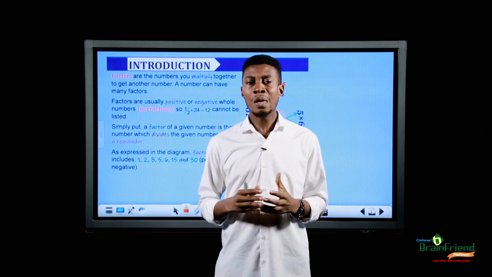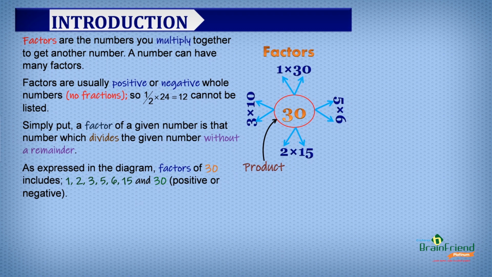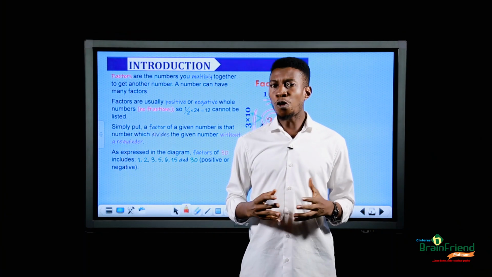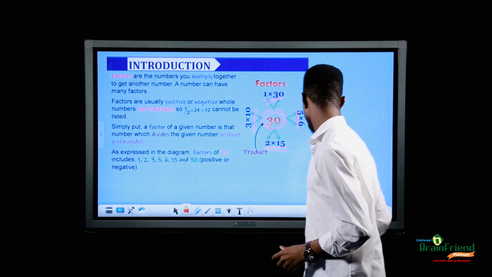Here we have the factors of 30 listed. Now you can see we have these pairs of numbers as the factors of 30. When we multiply any of these pairs, we get the number 30. So we call 30 the product of these factors. Now let's move on in this lesson to see how we find factors.